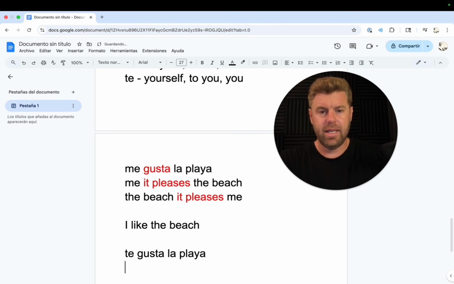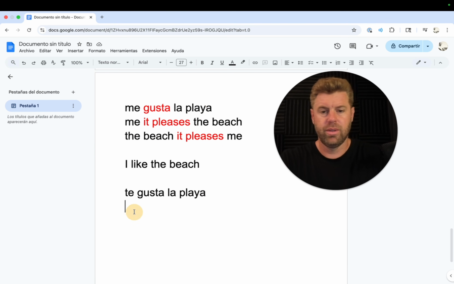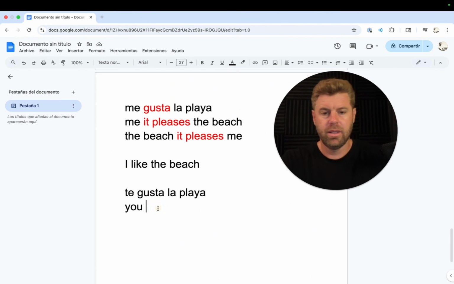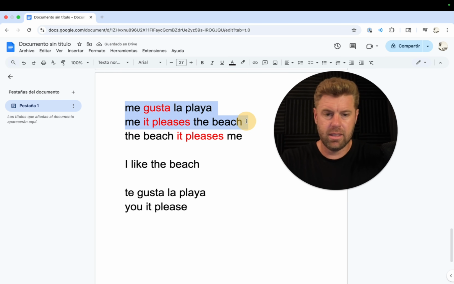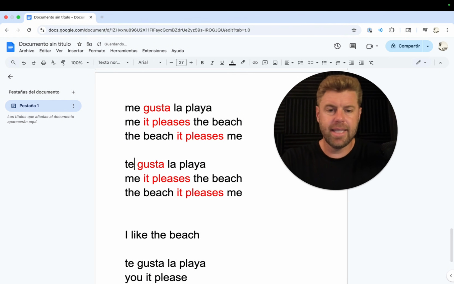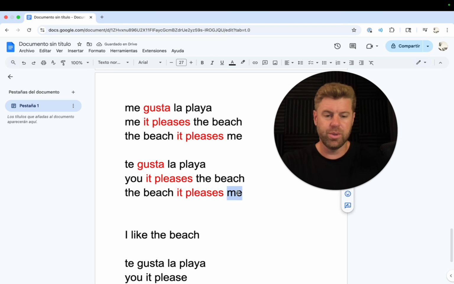All right, so te, we've looked over here, means you. Gusta means what? Well, it's the exact same word here, so it's going to mean the exact same thing. Gusta means it pleases. All right, so I can actually copy paste all of this. Let's put it right here and just change it. Te gusta. All I have to do is change this word here. You, it pleases the beach. The beach, it pleases you.